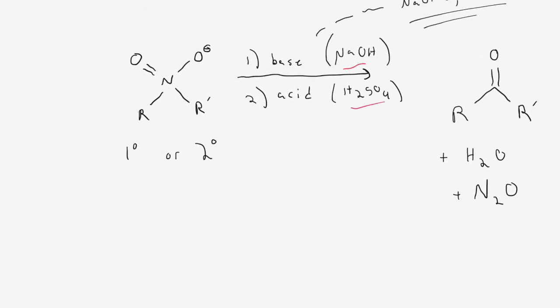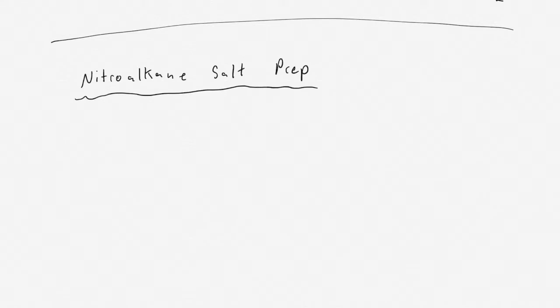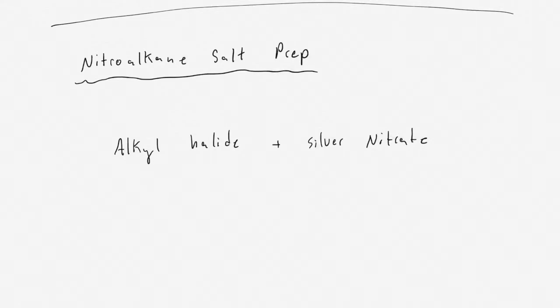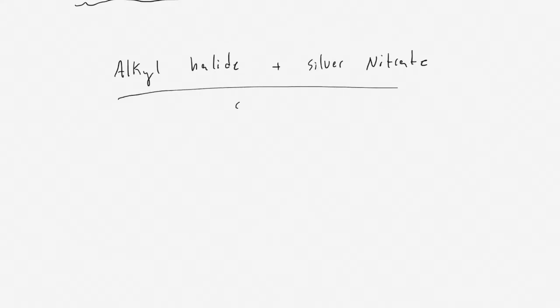To get this nitroalkane salt, there are a couple of different ways we can do this. Perhaps the simplest way to approach this is you can have an alkyl halide. Again, this goes a little bit beyond Nef, but it's useful for us. Plus silver nitrate. So if I want to get a nitroalkane, I might do a substitution reaction here. I'm going to get a nitroalkane. Again, this would be a substitution reaction.